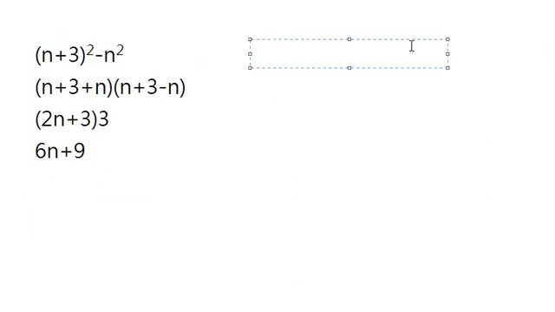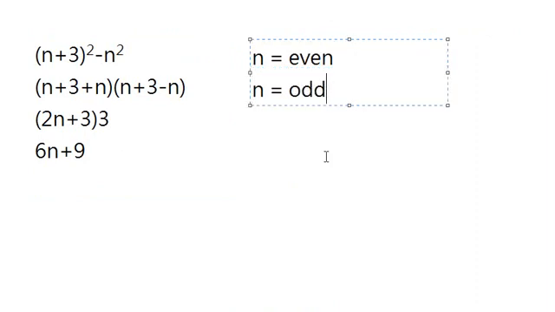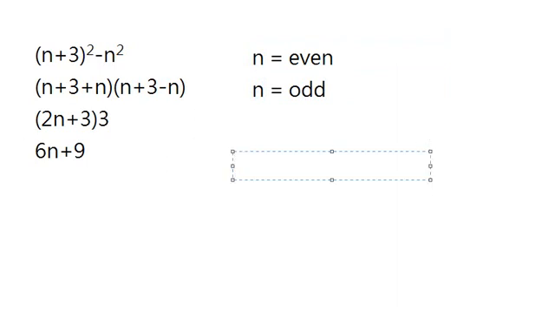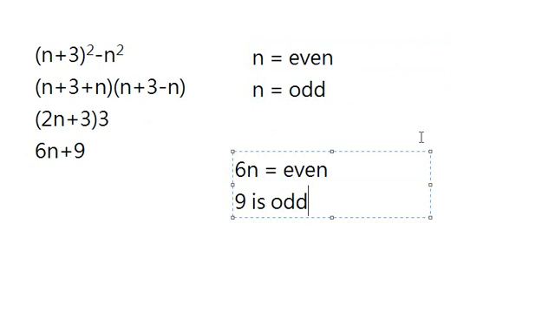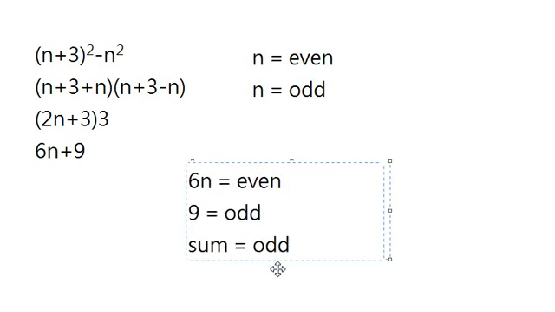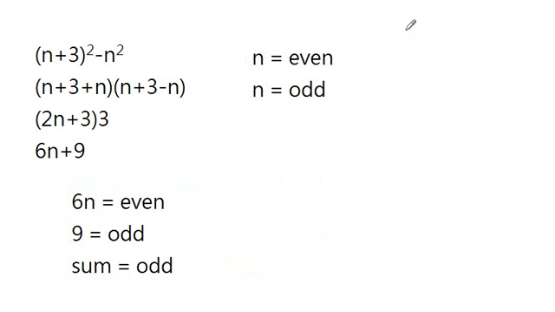Okay, so there are two situations, when n is even and n is odd. Let's look at the first one. When n is even, 6n is even and 9 is odd. So because 6n is even and 9 is odd, we know that an even number add an odd number will always yield an odd number. So the sum equals odd. So it's not even. This is proven for the first one. So put a tick.